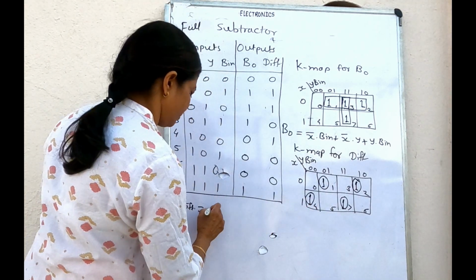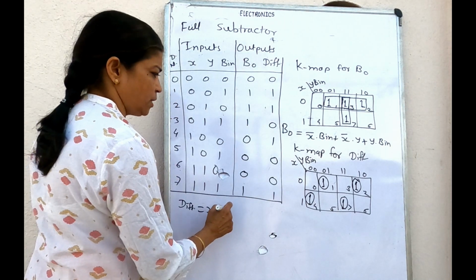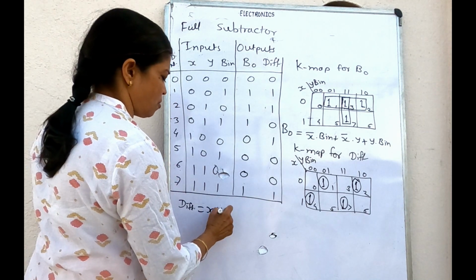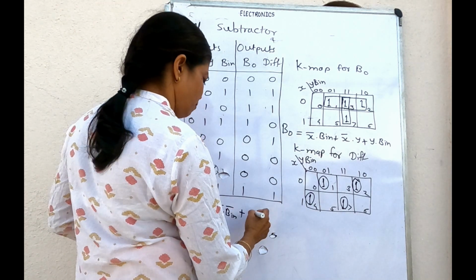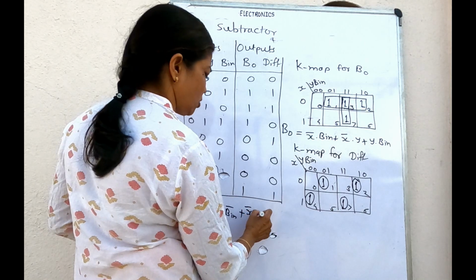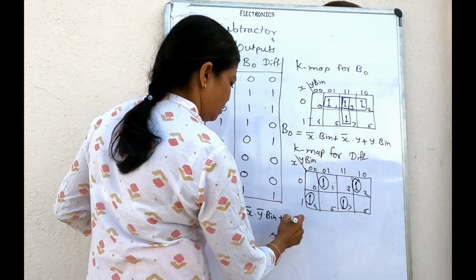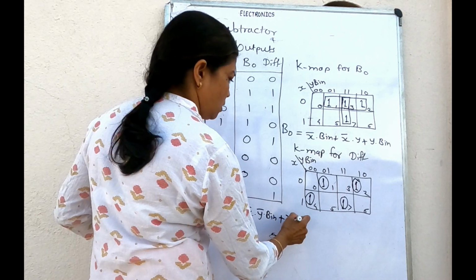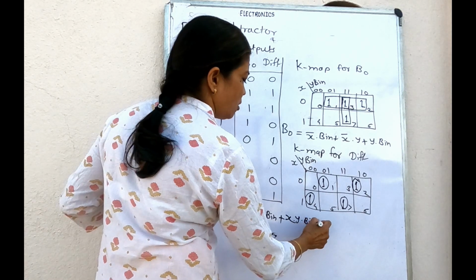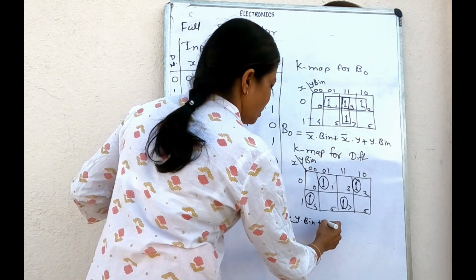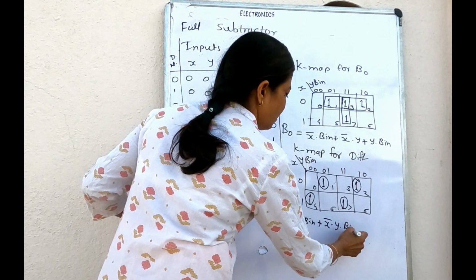for this one, x dot y complement dot b in complement, or for this one we have x complement dot y complement dot b in. For this one, x dot y dot b in, or for this one x complement dot y dot b in complement.